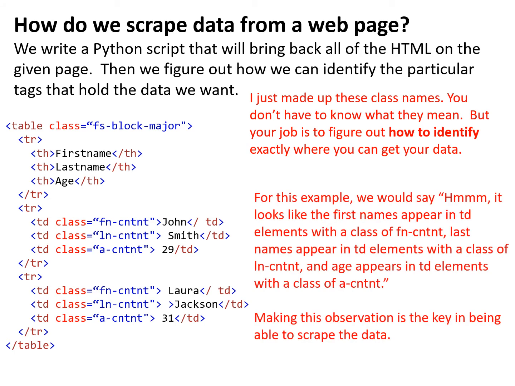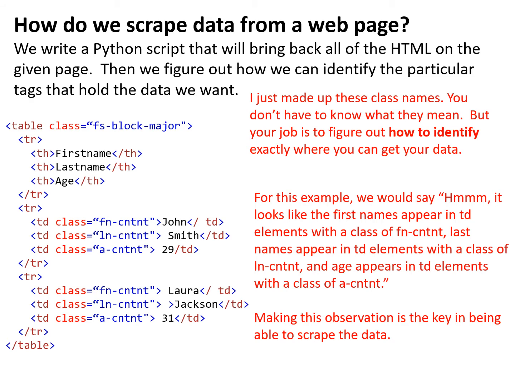Now, here's what we would say. If we were trying to get data out of this table, we'd say, it appears that all of the first names are within a TD element with a class called FN-CNTNT. And the last names appear in TD elements with a class of LN-CNTNT. And the ages seem to appear in TD elements with a class of A-CNTNT. That's the observation that you need to be able to make in order to do the web scraping.